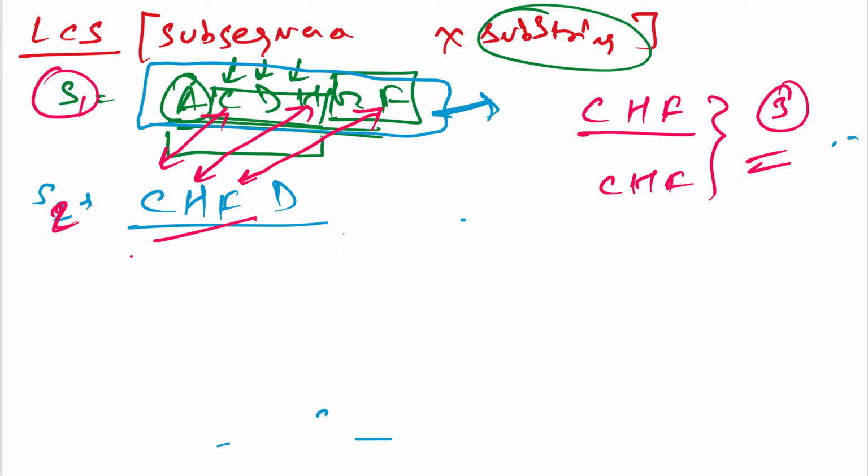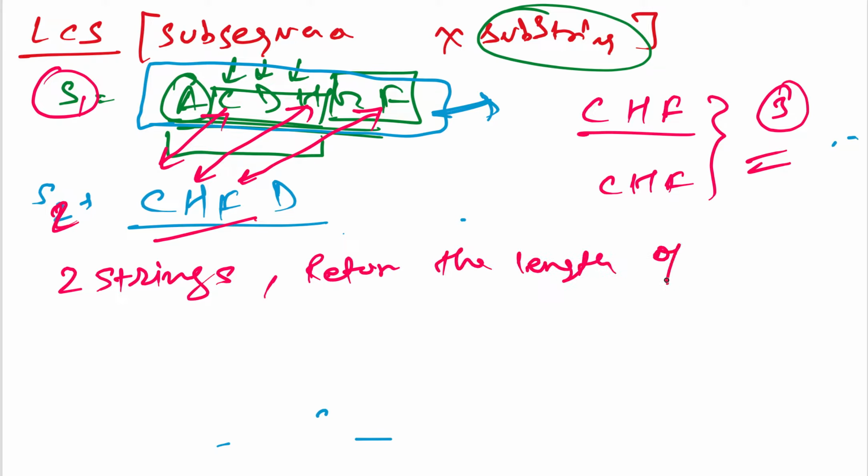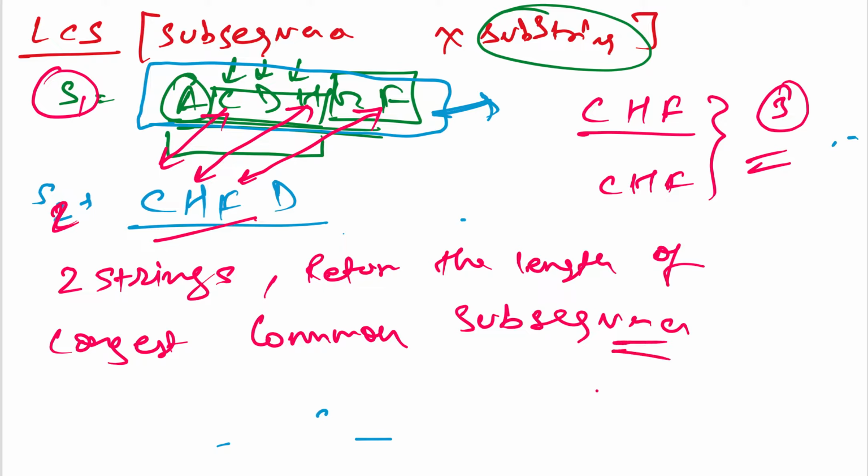So the question is, you are given two strings and you have to return the length of the longest common subsequence. This problem can be solved by recursion as well as dynamic programming. First we will see what the recursive formula for solving this will be, and then we will see what the dynamic programming approach can be.